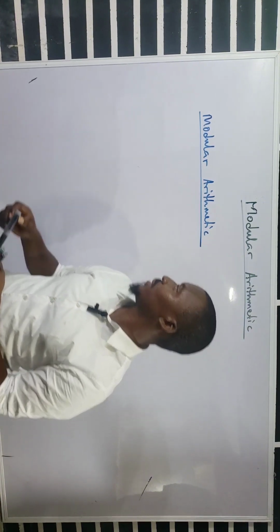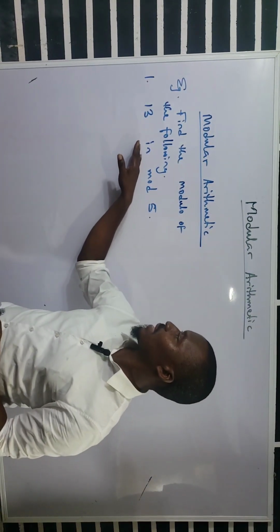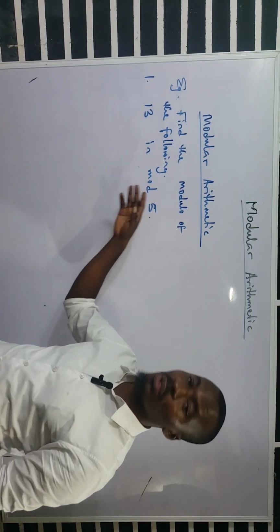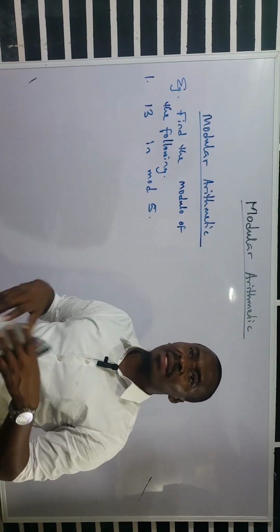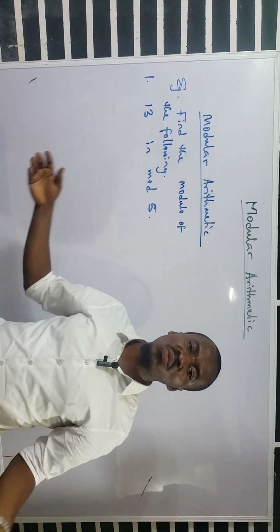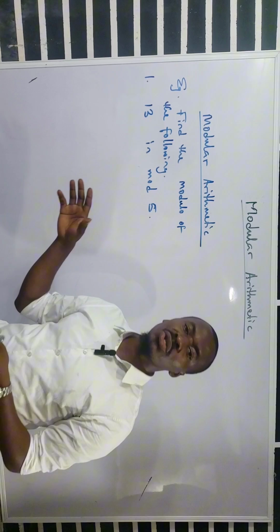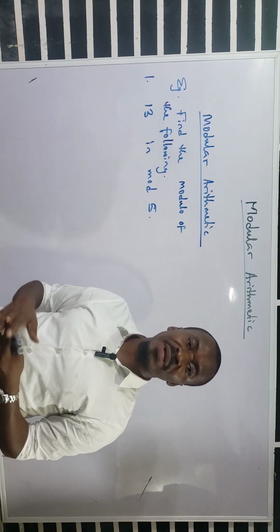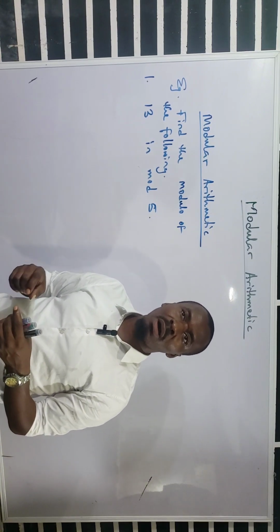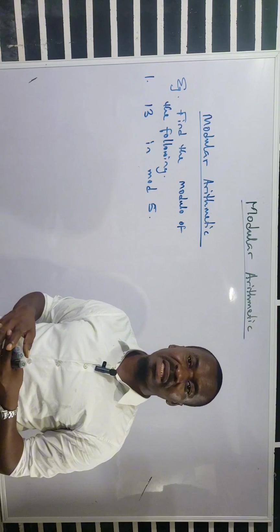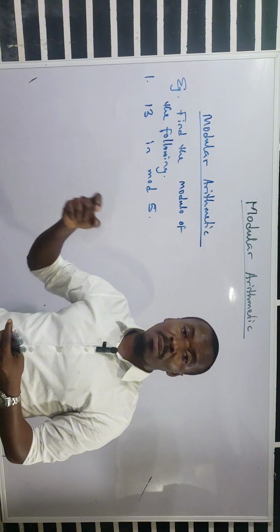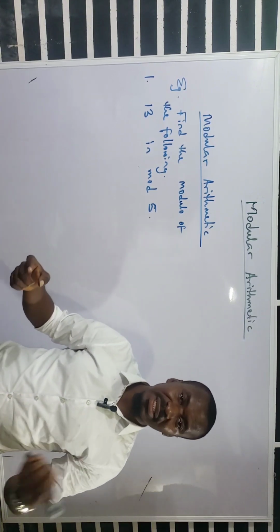Let's take example 1. So in the first example we have here, we want to express 13 in modulo 5. Okay, like I said, if the number is a positive number, there are many ways we can do that. So I'm going to show you different ways of doing that. Then I will tell you which one of them you can actually use for both positive numbers and negative numbers.